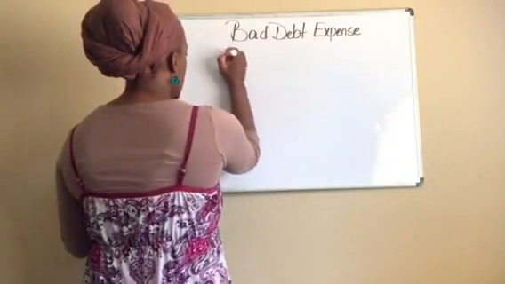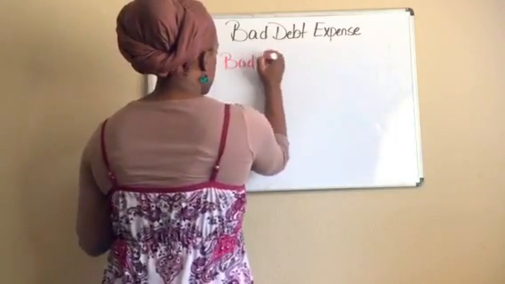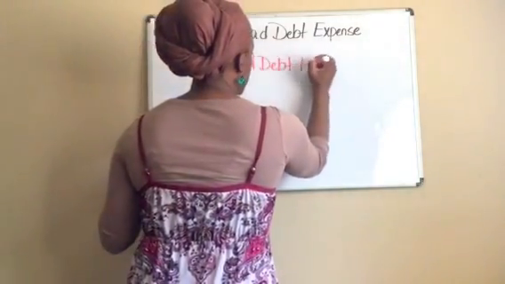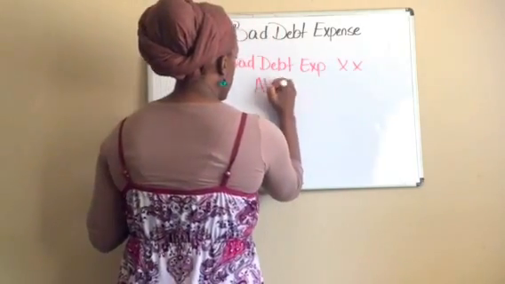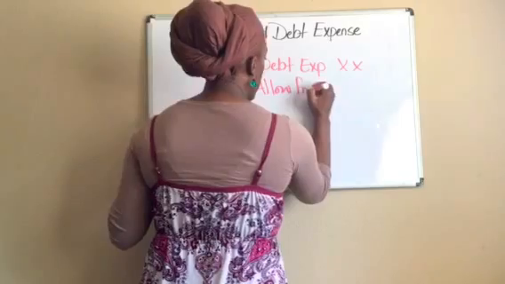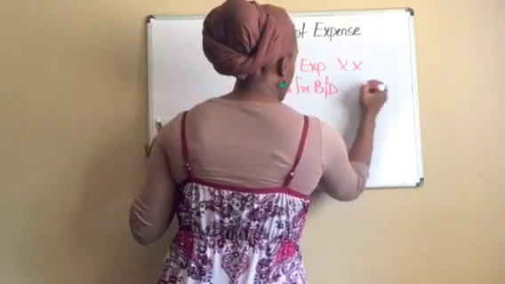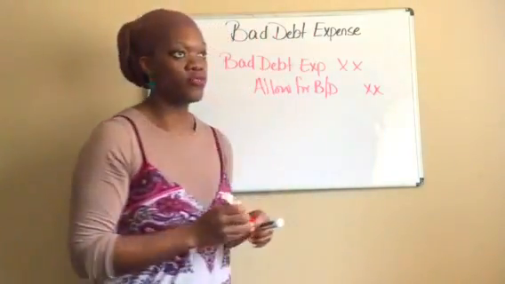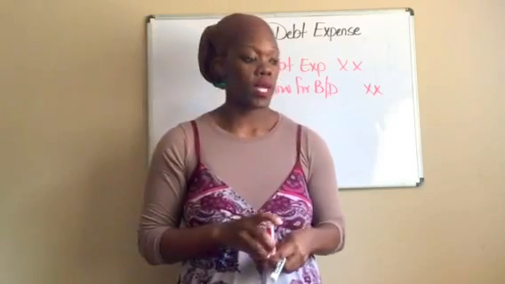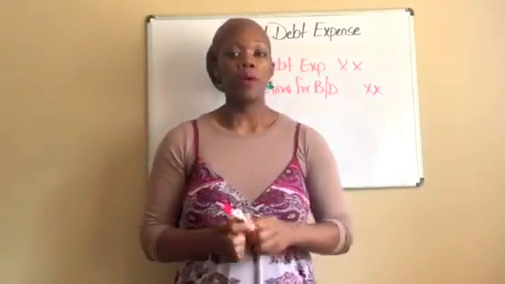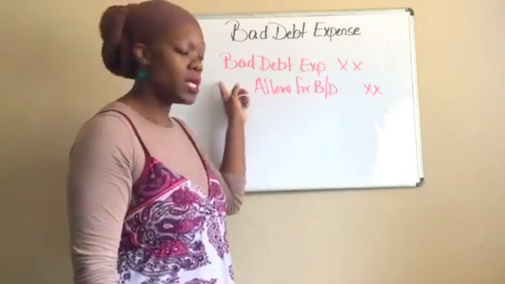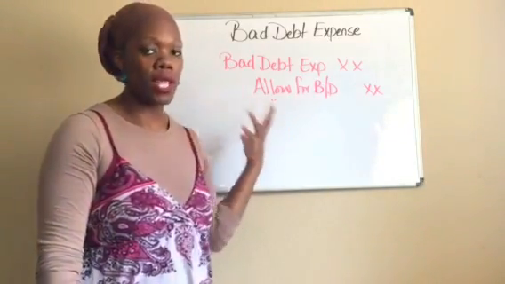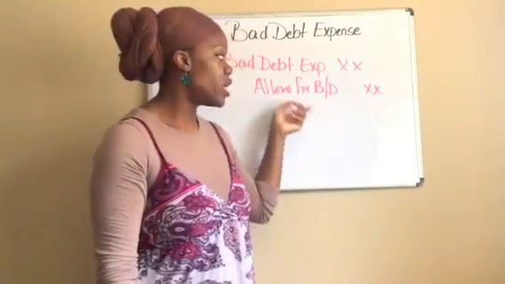So we're going to have a debit to bad debt expense, and then a credit to allowance for bad debt. Now, they may call this the allowance for doubtful accounts or something else, but basically it's the same thing. So bad debt expense is always going to be our debit, and then allowance for bad debt or allowance for doubtful accounts is going to be our credit.